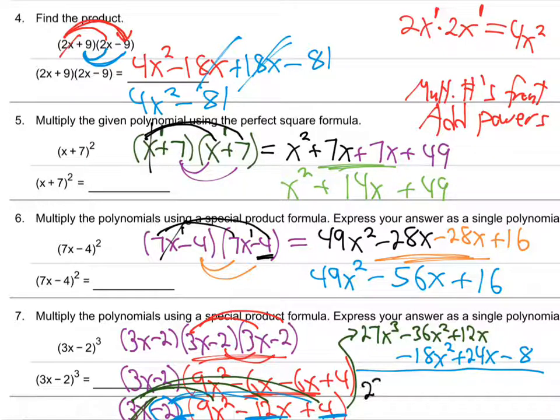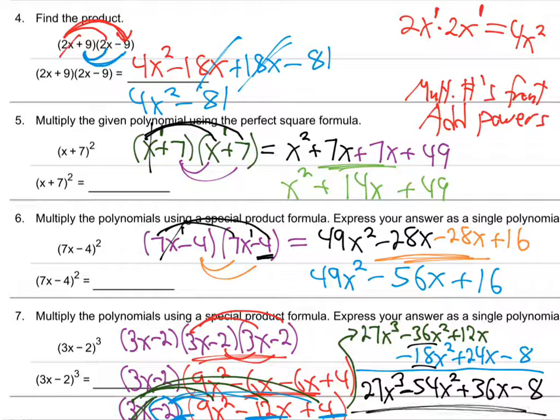So bring them down. What is it? 27x cubed. Here we have minus 36 and minus 18. I don't know. What's minus 54? Thank you. Minus 54x squared. And a choose calculator. Plus 12 and 24 is 36x, minus 8. There we go. That was a lot of work. Good there? Questions on that one?